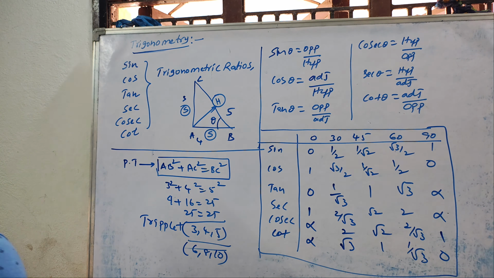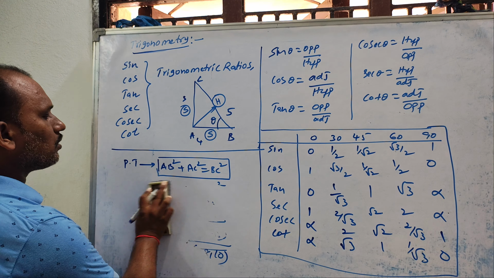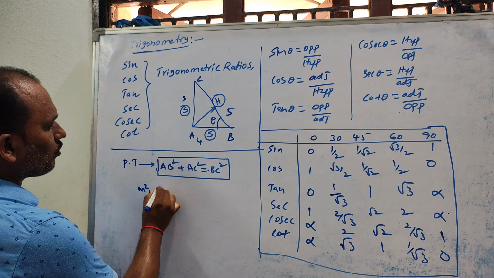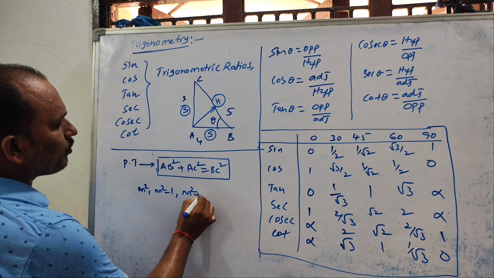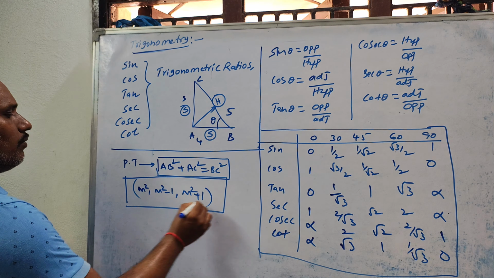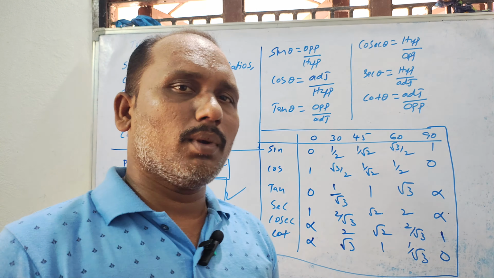One easy formula is there for triplets. I will showcase it to you. What is the easy formula? It is m square minus 1, 2m, m square plus 1. This is one of the triplet formulas. Keep in mind, very important formula, the triplet formula.